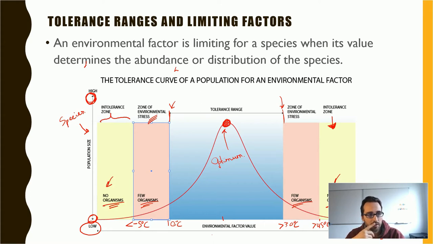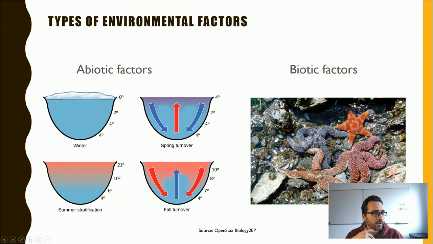And this is precisely the limit of the distribution of the abundance of the species throughout the world, okay? So if you have understood what the tolerance curve is, we are going to continue with our explanation. We are going to introduce the abiotic factors and the biotic factors. Abiotic and biotic factors. These are environmental factors.